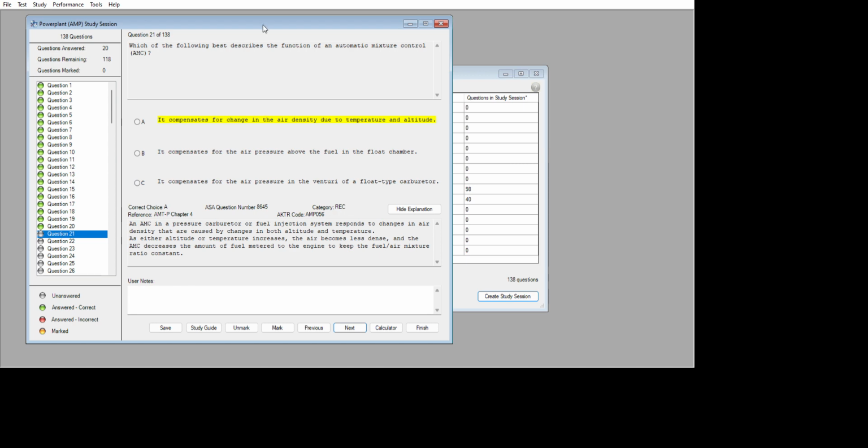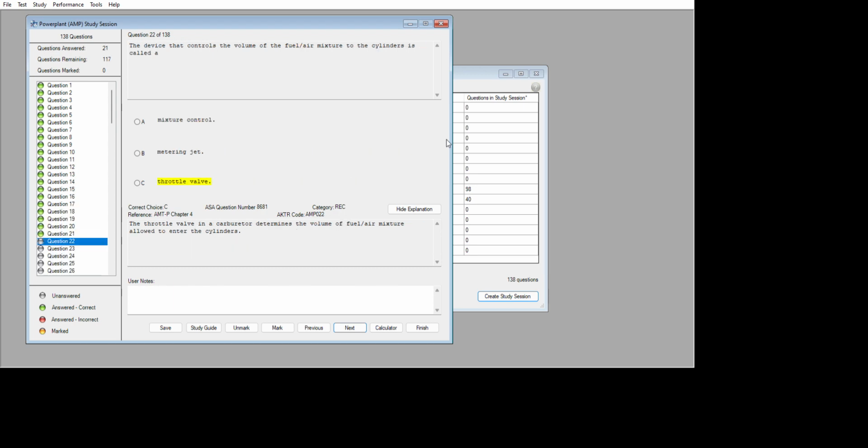Which of the following best describes the function of an automatic mixture control? It compensates for change in the air density due to temperature and altitude. The device that controls the volume of the fuel-air mixture to the cylinder is a throttle valve.